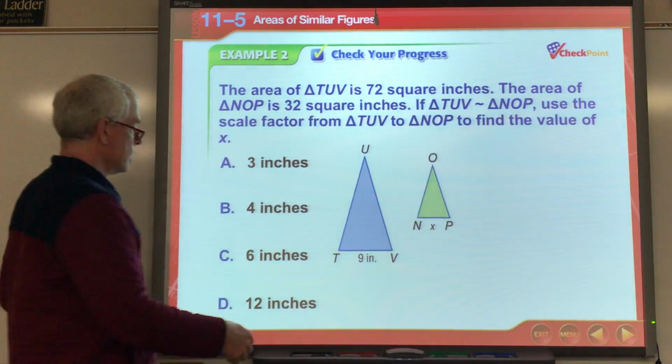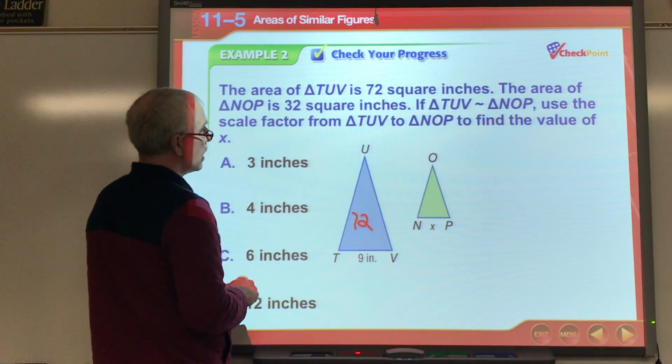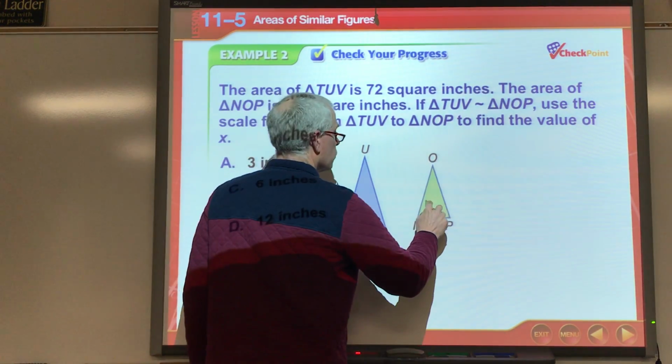So let's do this again. TUV is 72 for an area, and NOP has 32 for an area.